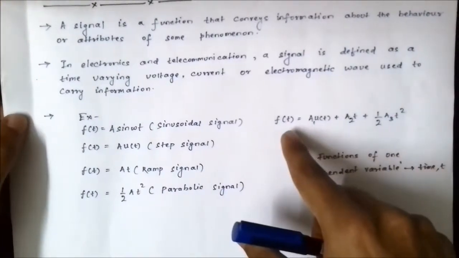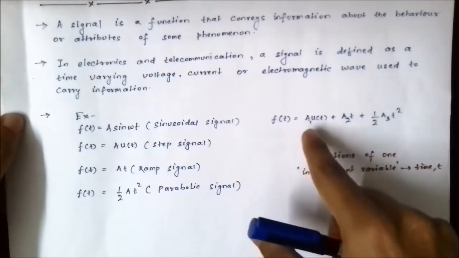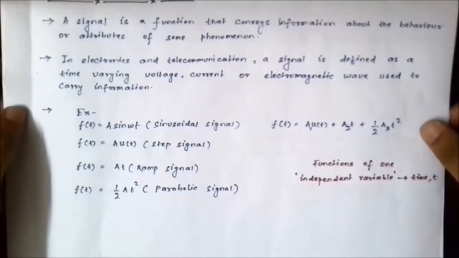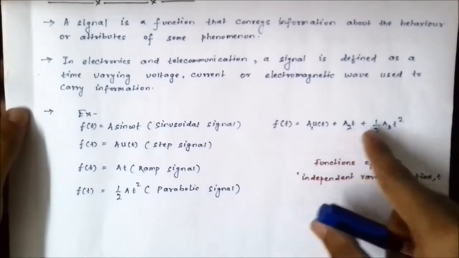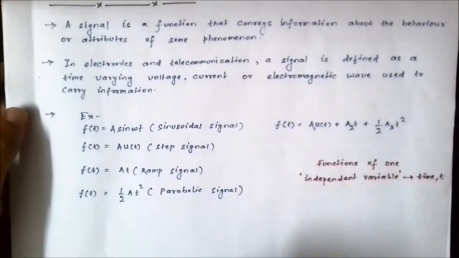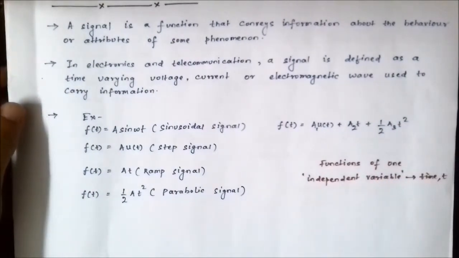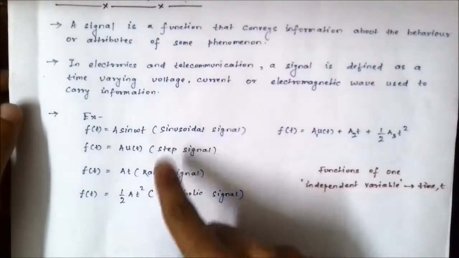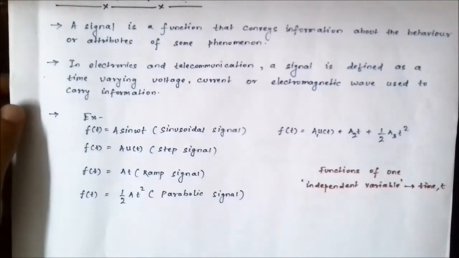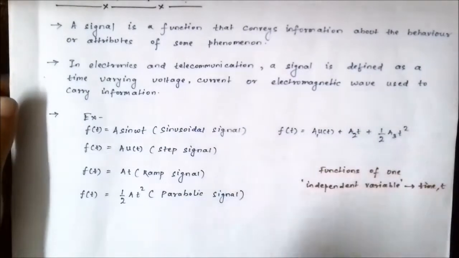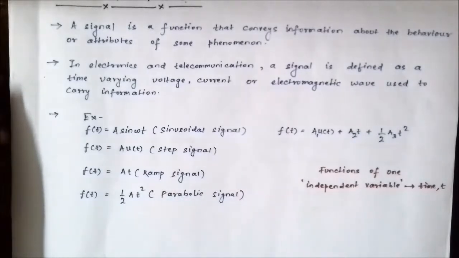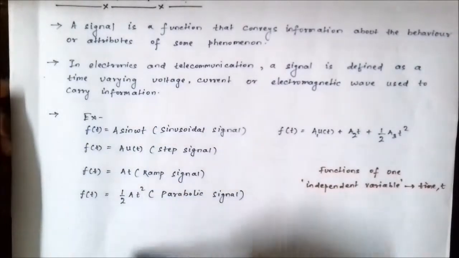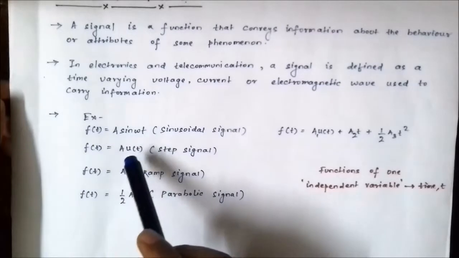You can also come across signals like this, which is a combination of a step, a ramp and a parabolic signal. So there can be any function consisting of a time varying component which we can call a signal. These are some of the commonly used test signals which are used in communication systems for determining the output response. That's why I have used these signals as examples. You can see that in all these they are dependent on time.